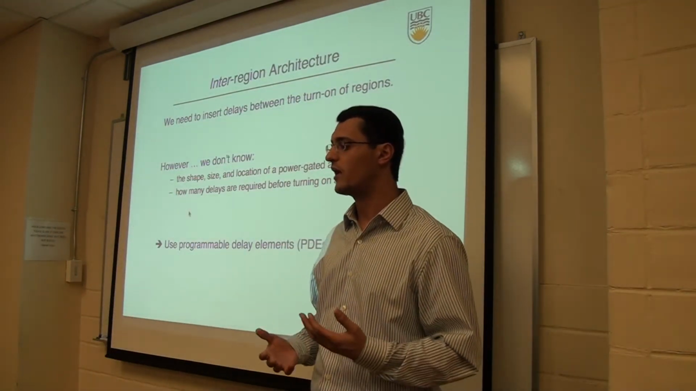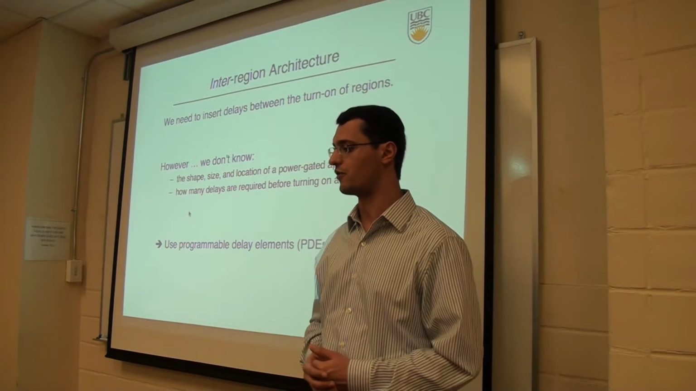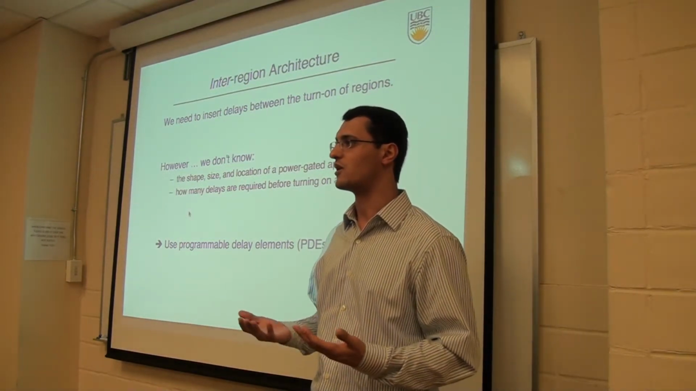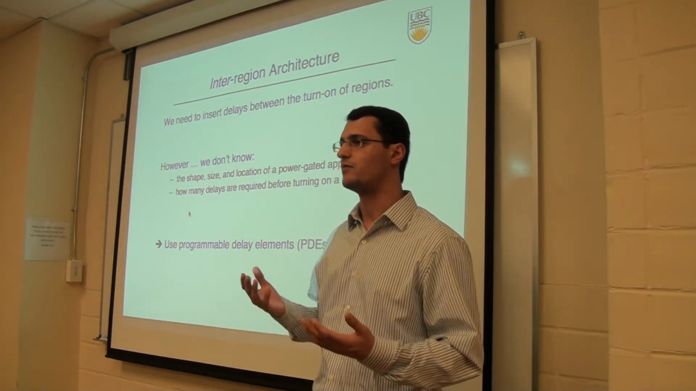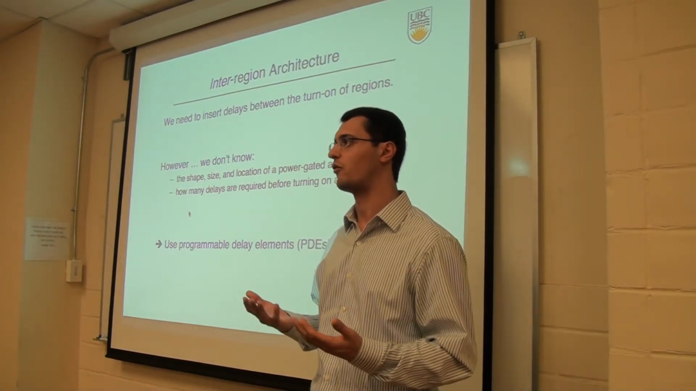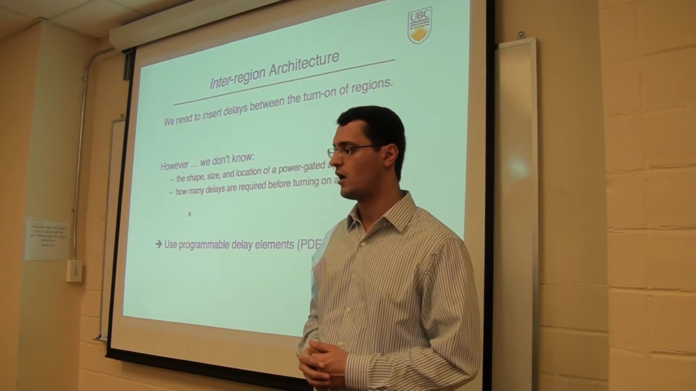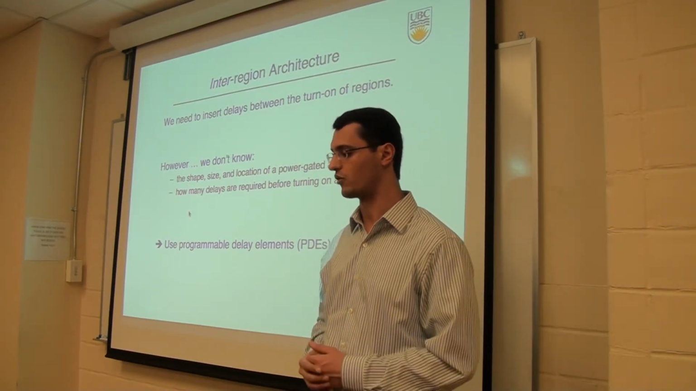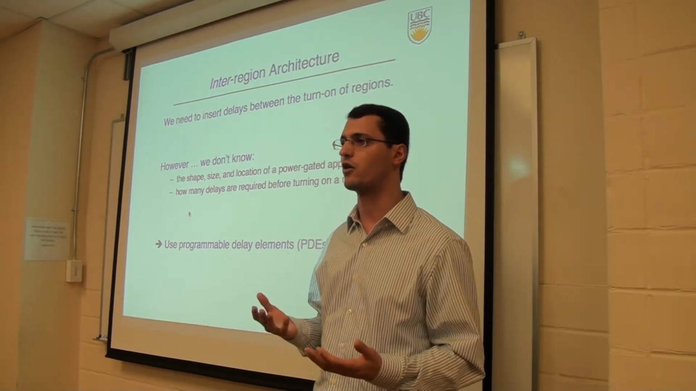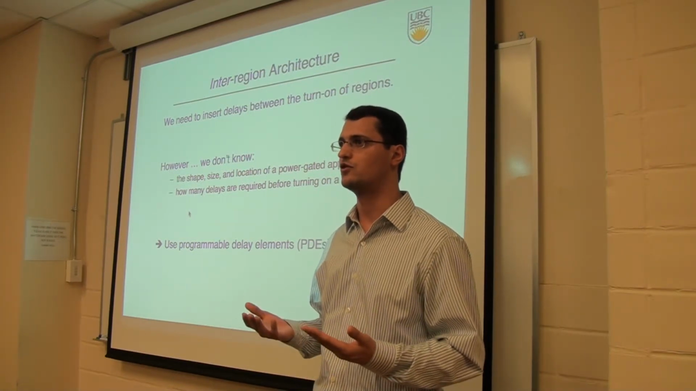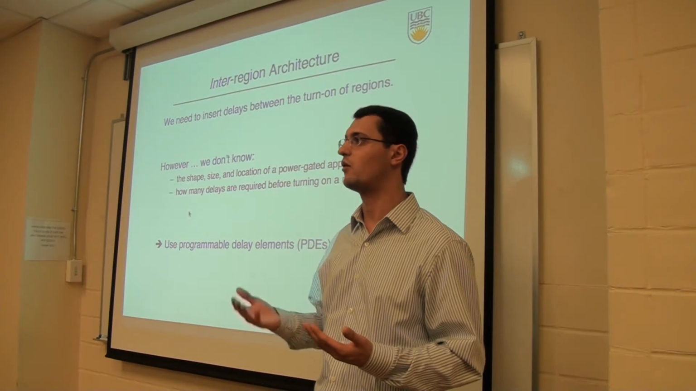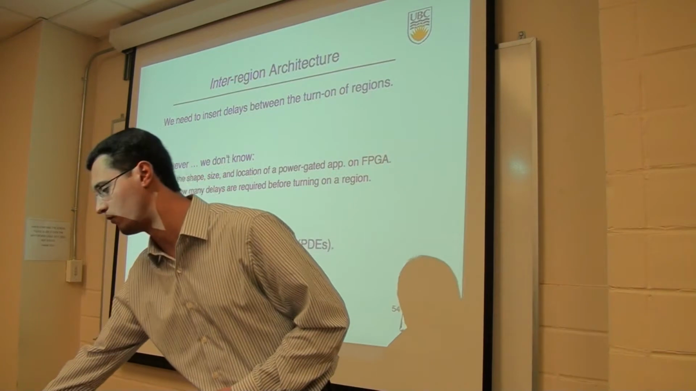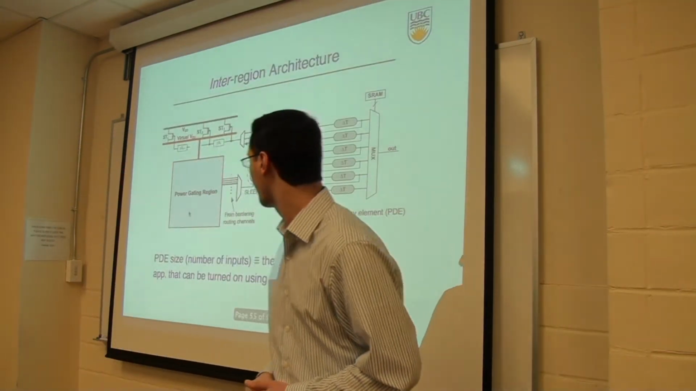So we need to insert delays between the turn-on of different regions. And we don't know at architecture design time how these will look for the different applications, and we don't know how many delays are required for the turn-on of each region. So we need a configurable solution that can provide different amounts of delay as needed for different applications. To achieve this, we use a programmable delay element, and I will show you how.